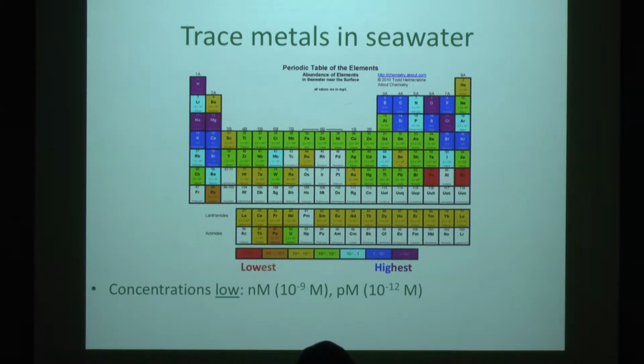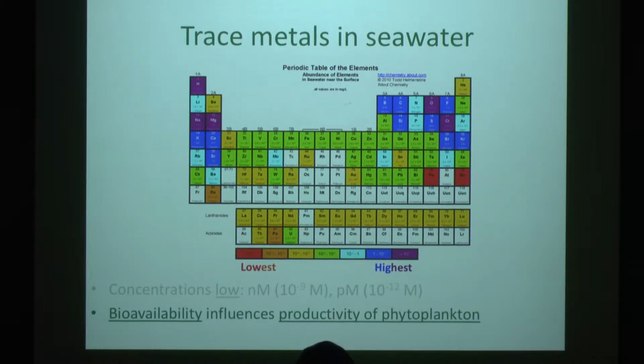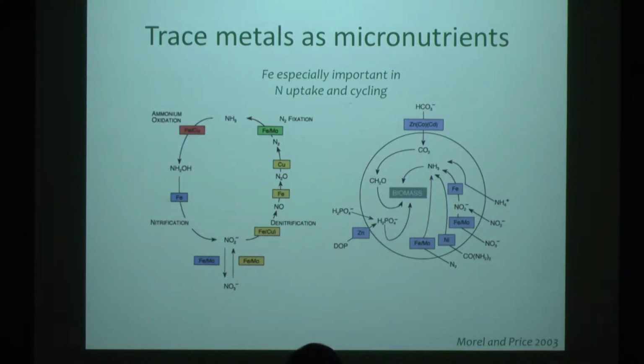But this is also a challenge for the phytoplankton in the oceans, because the bioavailability of trace metals influences the productivity of phytoplankton. So trace metals play important roles in the productivity of phytoplankton in the ocean. So they've got to figure out how to get the trace metals that they need. This figure, or set of figures, is from Francois Morel and Neil Price's review in Science in 2003. On the left is a depiction of the nitrogen cycle, and those of you who are just getting started in chemical oceanography, you will learn this well.